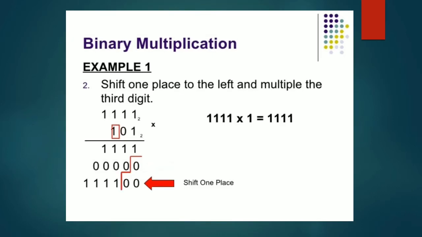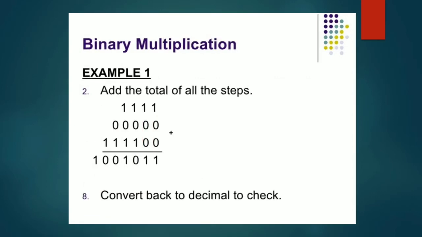1 into 1 is 1, 1 into 1 is 1, 1 into 1 is 1, and 1 into 1 is 1. We multiply with 1, 1, 1, 1 into 1 0 1. Now we add last 3. See here, 1 plus 0 is 1, 1 plus 0 is 1, and 1 plus 0 is 1.